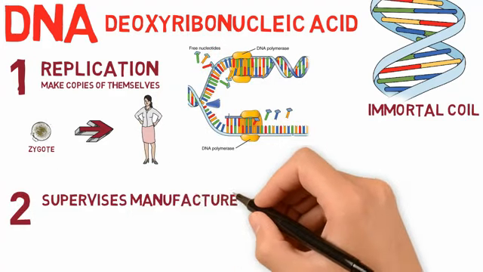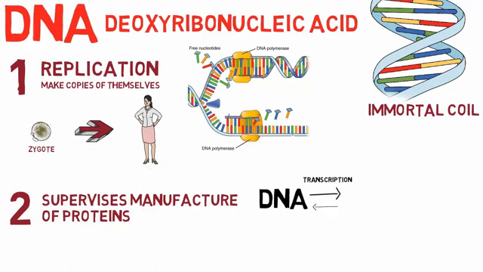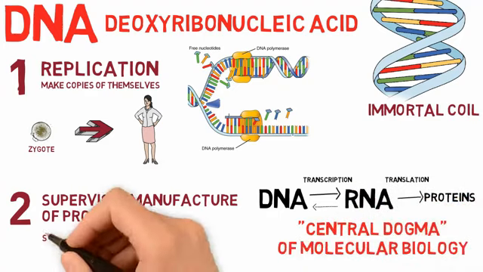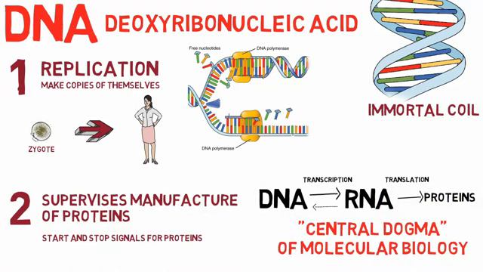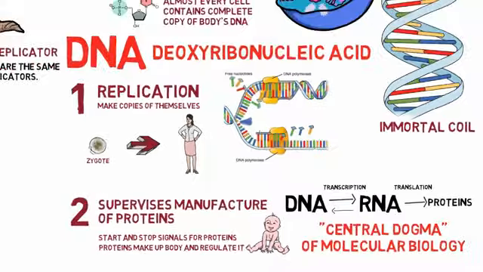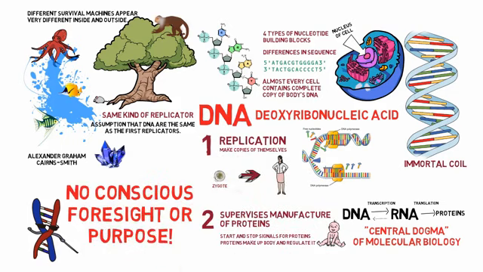Secondly, DNA indirectly supervises the manufacture of different kinds of molecules, known as proteins. DNA, through RNA, gives instructions to produce amino acids which make proteins. At the most basic level, the DNA sequence contains start and stop signals that provide instructions for proteins. Proteins make up the body and regulate its chemical processes. This means that genes that excel in the control of embryonic development and pass their genes on would be naturally selected and favored. Dawkins once again reminds us that replicators operate blindly and have no conscious foresight or purpose.